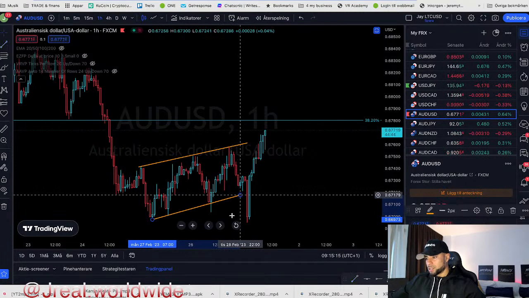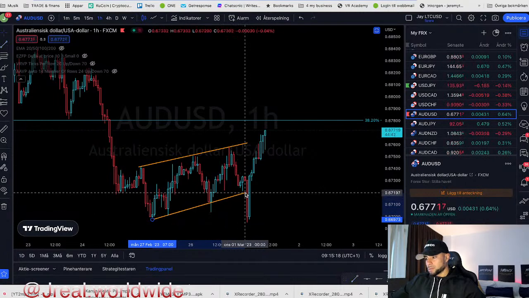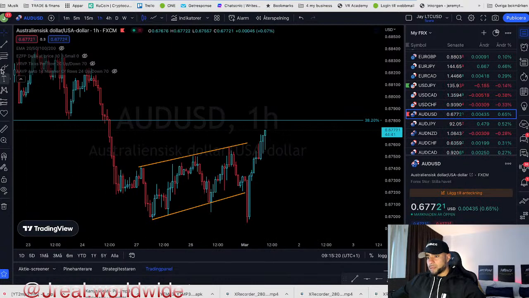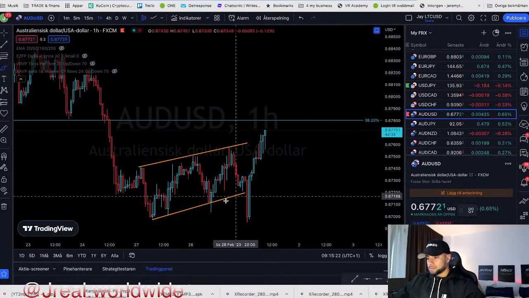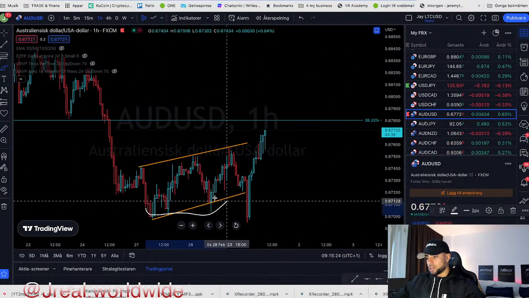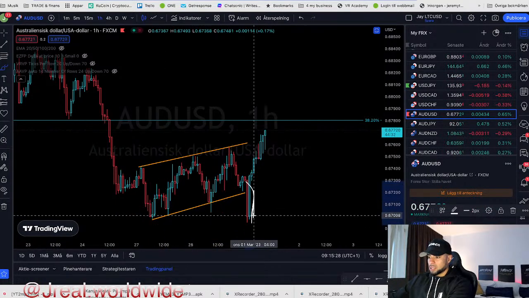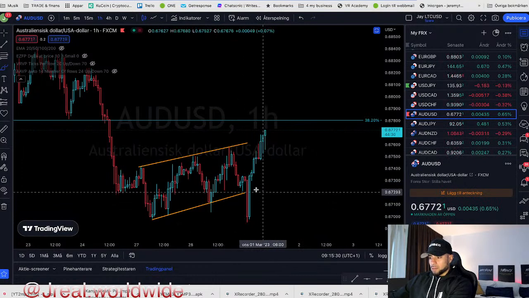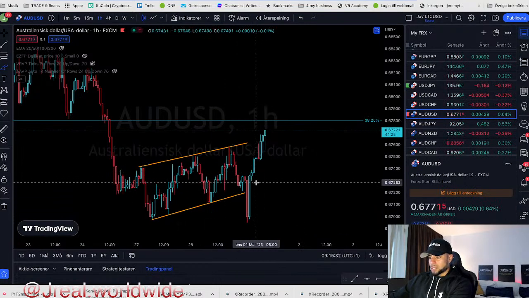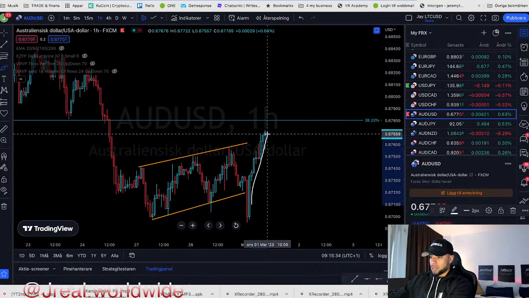This here is the structure. Then what happened? Stop hunt. So all these stop losses that were here, market came down, washed them out, triggered all these stop losses, and it's now pulling upwards.